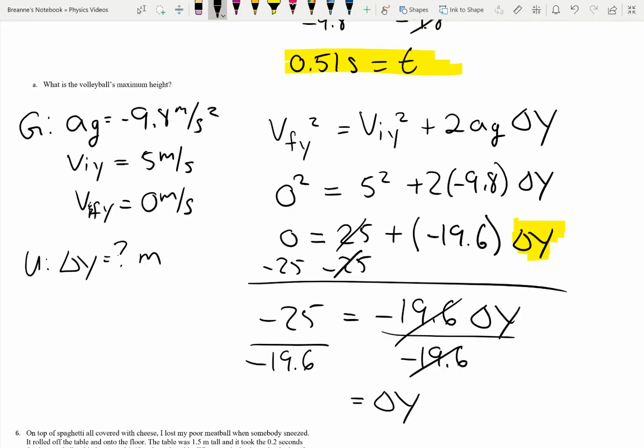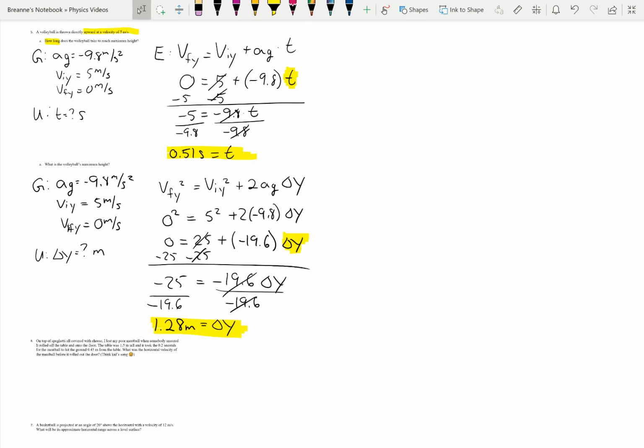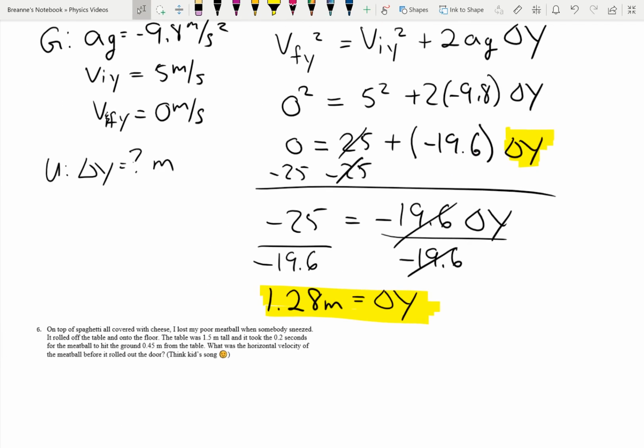So you just plug that into your handy dandy calculator. So negative 25 divided by negative 19.6, and you get 1.28 meters if you round. So it goes up 1 meter and 28 centimeters, basically. So there we go. That is the maximum height the volleyball goes. Next question.